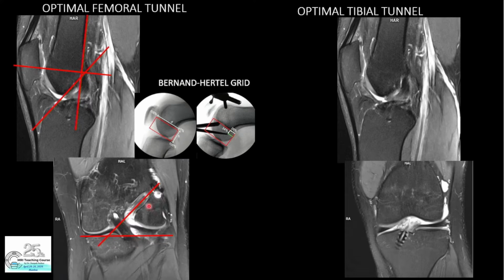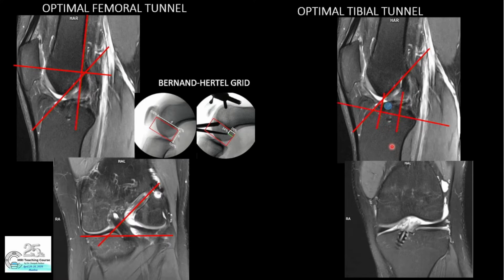And just for the sake of completion, we should remember that there is something called the Bernard-Hertel grid, which is used by the orthopedic surgeons while placing the femoral tunnels. Coming to the tibial tunnel, the graft should be parallel to the Blumensaat's line, and the tibial tunnel should be located just posterior to the Blumensaat's line.